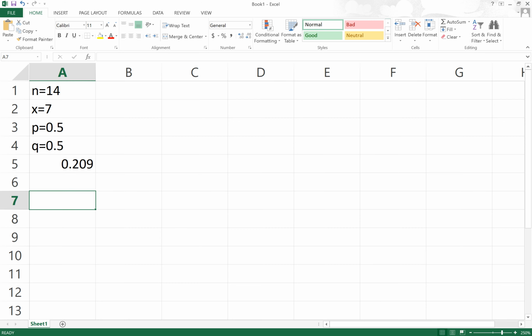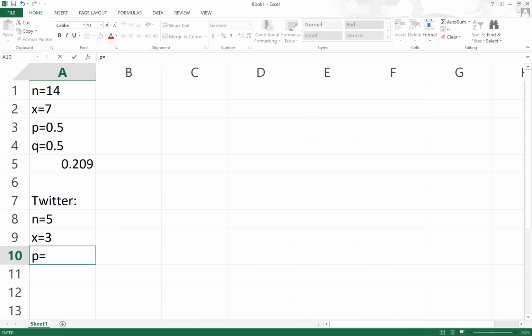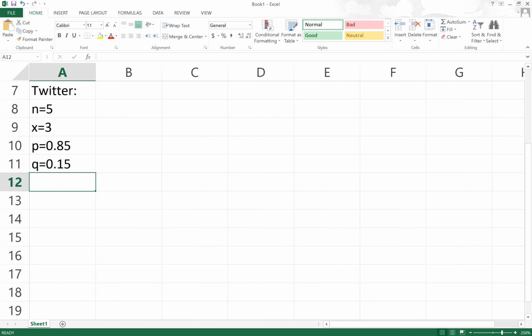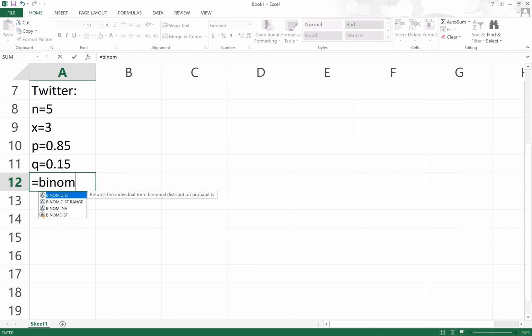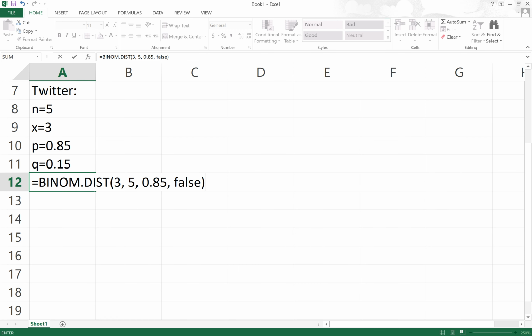For the other example, the Twitter example, very similar. Here n equal to 5, x equal to 3, and the probability of success p equal to 0.85, q equal to 0.15. So the binomial probability for 3 adults out of 5 adults who know Twitter will be BINOM.DIST. The number of successes goes first, which is 3. Number of trials, 5. Probability of success, 0.85. And false, it's not cumulative. And again, if you round to 3 decimal places, that should be exactly the one you have in the calculation.